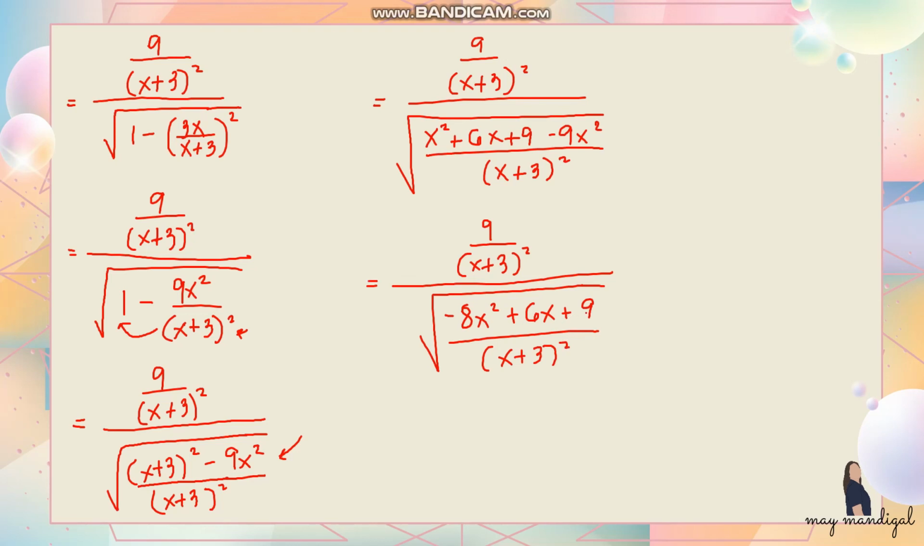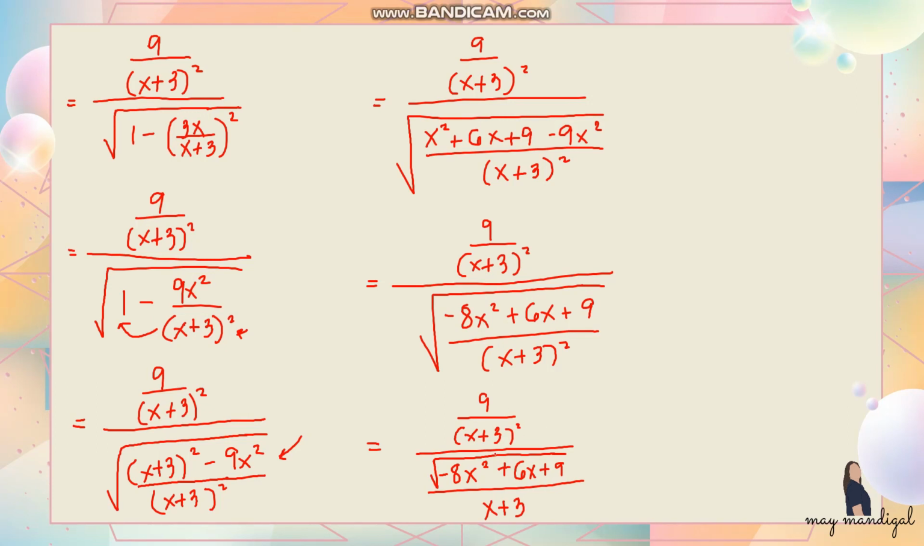And then from here, since we already simplified the numerator of our radicand, and they are now in one fraction with x plus 3 squared, we can now get the square root of the numerator and the square root of our denominator. For our numerator, we will just leave it like that because again, we cannot get the square root of each term. But for the denominator, since it's x plus 3 squared, we can get the square root of that. So what we will have here is the square root of negative 8x squared plus 6x plus 9 all over the square root of x plus 3 squared, which is x plus 3. So this is now what we have.